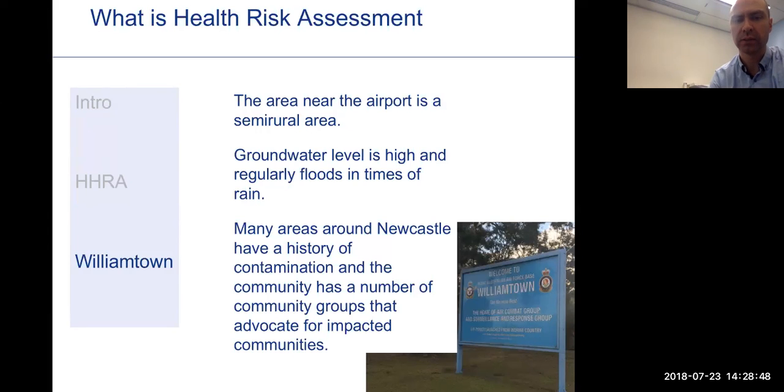Also, many areas around Newcastle have a history of contamination, and the community has a number of community groups that advocate for different issues. That means there are community members that are geared up and concerned, which can be a good thing to interact well with, but it can also mean there's a lot of suspicion because of past issues. There's a lot of suspicion of government because of past issues.